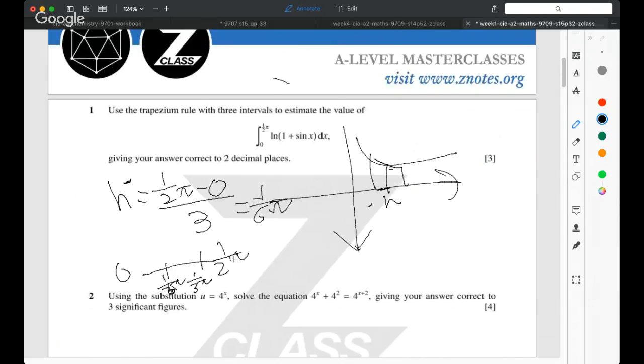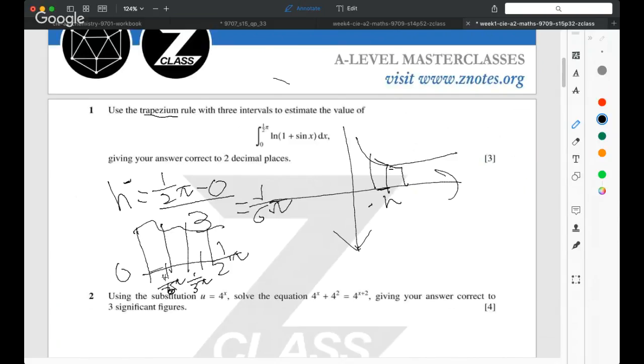Do you understand what she did? Okay, so if we say the function is like that, some random shape, and you divide this, to calculate the integration from 0 to half pi is basically to calculate the area. So we divide the area into 3 sections, and each section is like a trapezium.